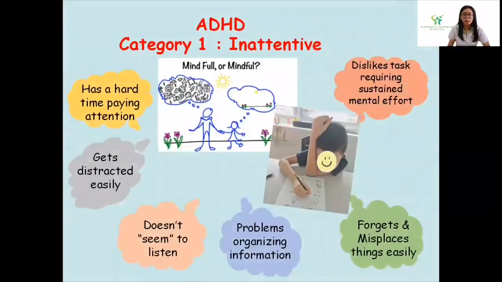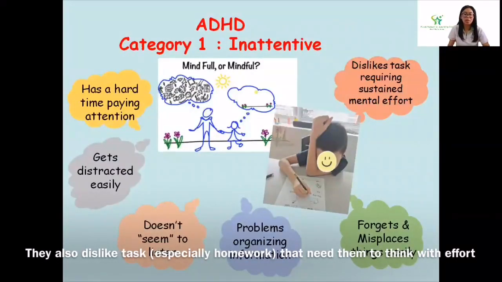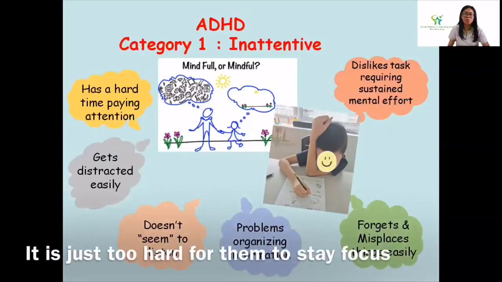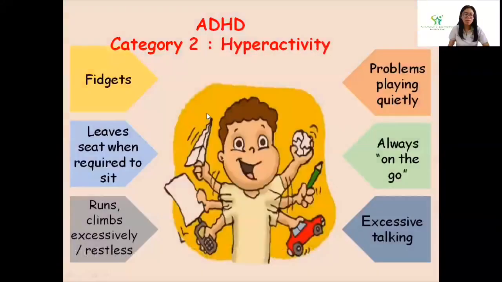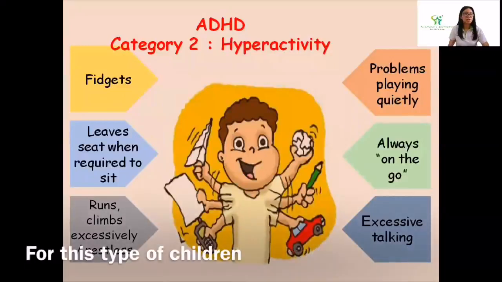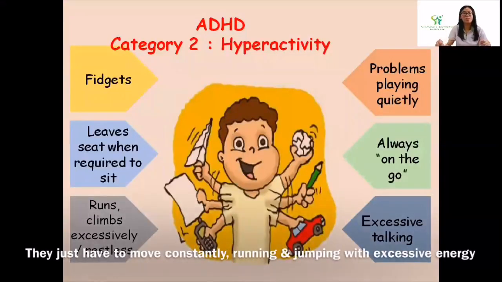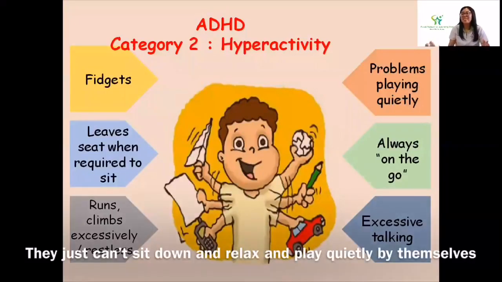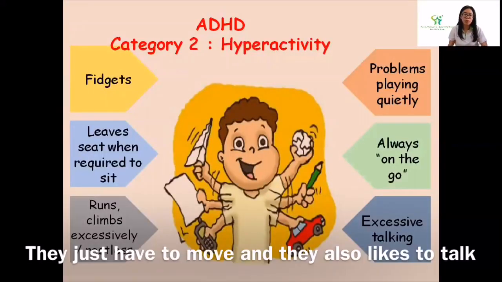And they also dislike tasks, especially homework that need them to think with effort. It's just too hard for them. The second category of ADHD is the hyperactivity type. This type of children just have to move constantly, running around, jumping, excessive energy. They just can't sit down and relax and play quietly by themselves. They just have to move, okay? And they also like to talk.